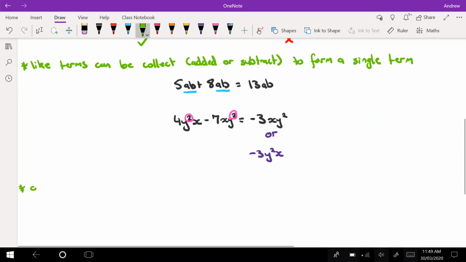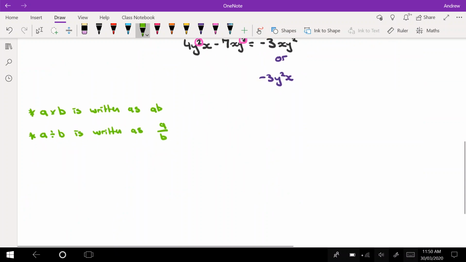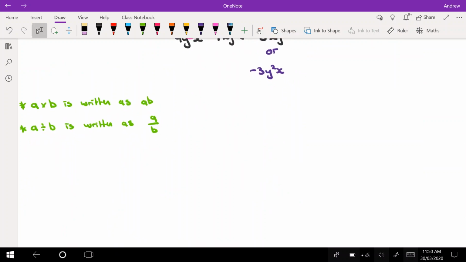And lastly, we'll talk about multiplication and division. A times b is written as ab. And a divided by b is written as a over b. So they're just some things to take into account. You will often see variables just written together like that. That just means that they're multiplied together, and if they're divided by each other, you just write a fraction line below.